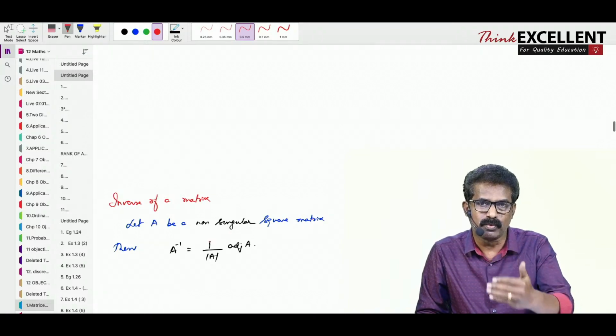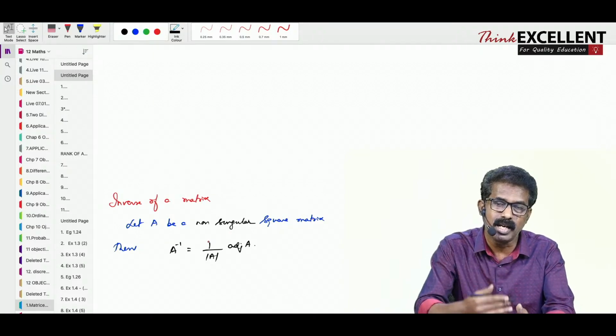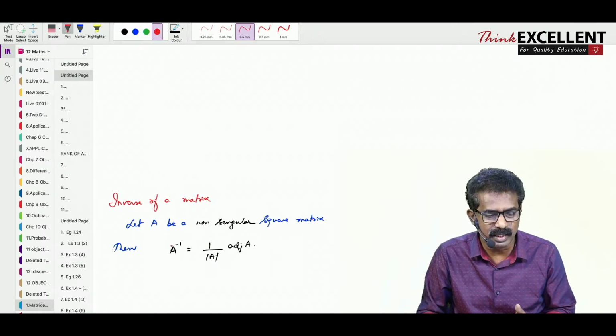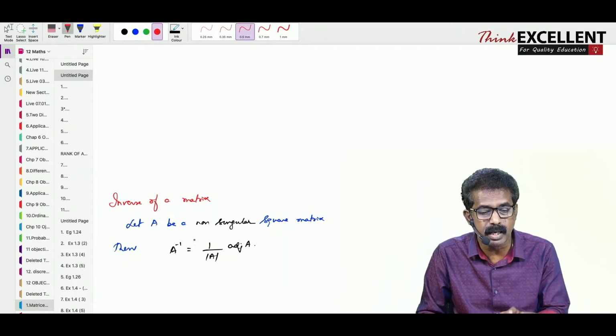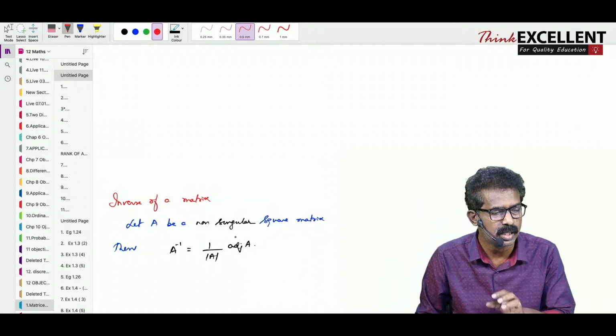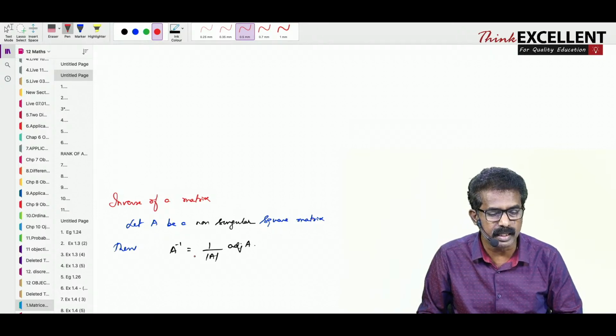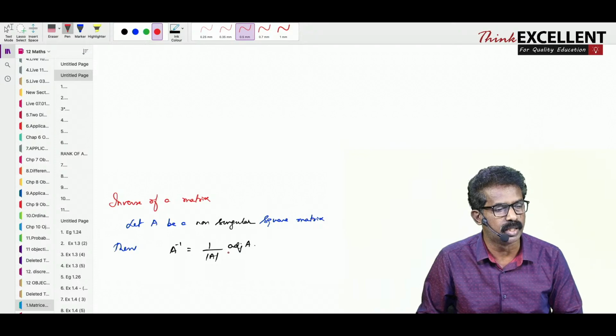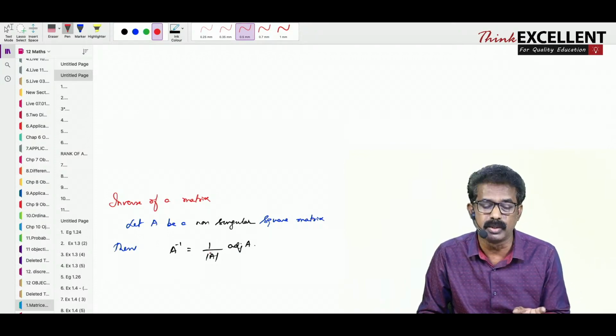So first cofactor, அப்படி step cofactor தெரிஞ்சாதான் adjoint கண்டுபிடிக்க முடியும். Adjoint தெரிஞ்சாதான் you can find A inverse. See what is A inverse? Let A be a non-singular square matrix. Then A inverse is equal to 1 by determinant A into adjoint A.